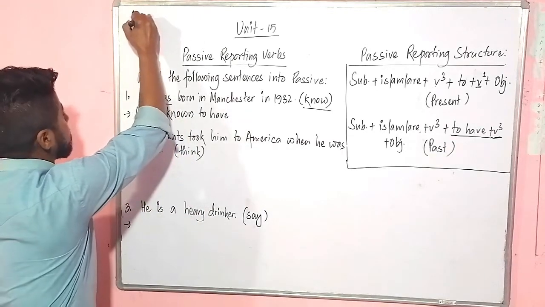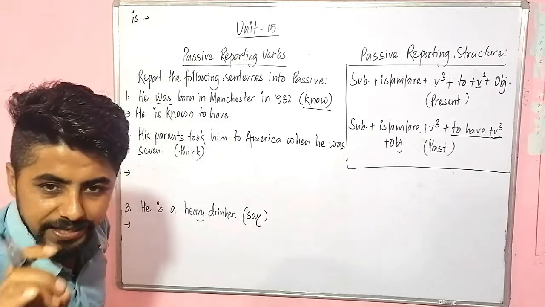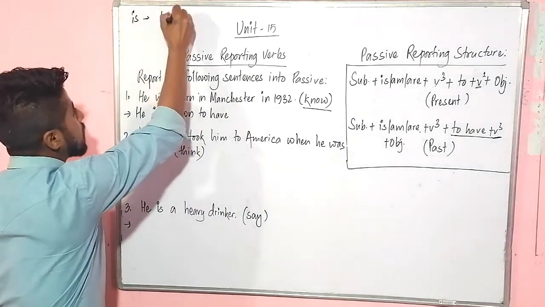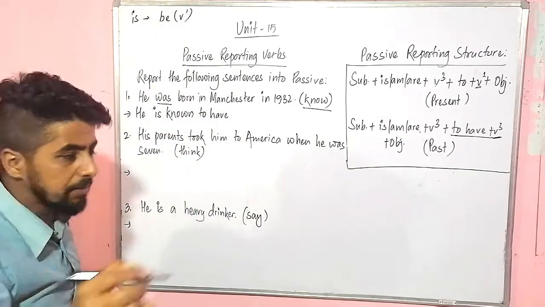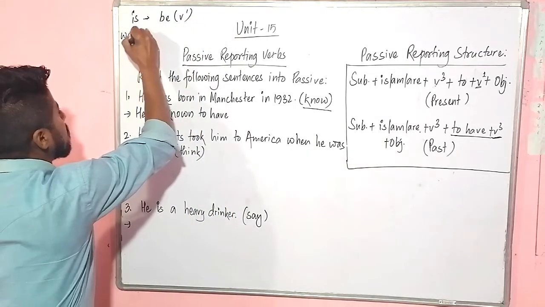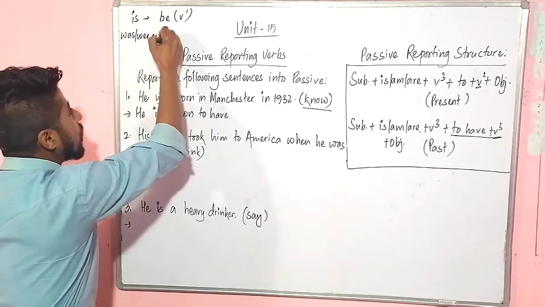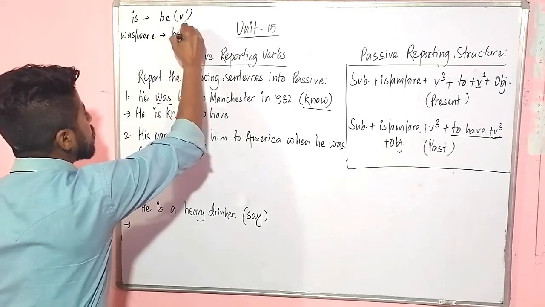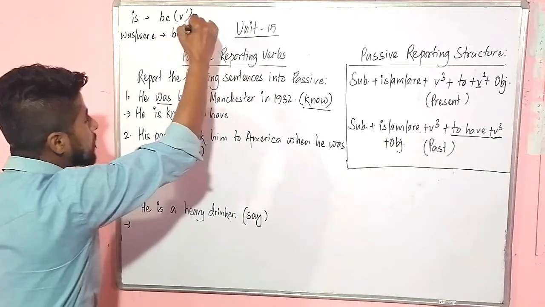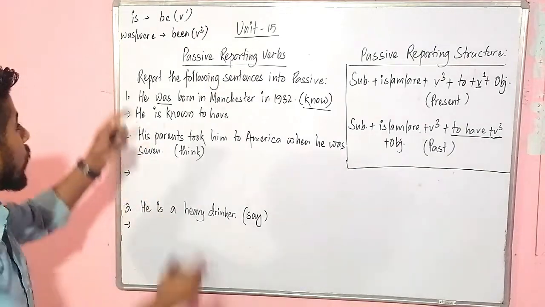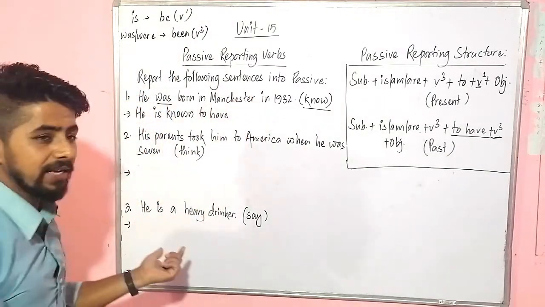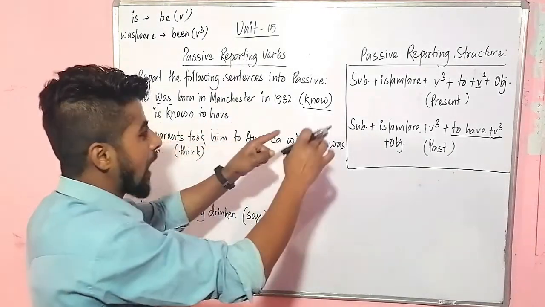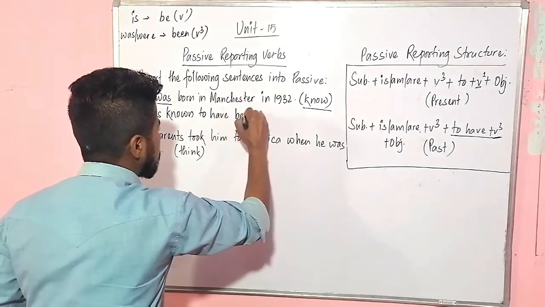Listen carefully. If is is given as the state verb, then as V1, be will be used. And similarly, if was or were is given as a state verb, the third form, V3, will be used: been. Been will be used as V3. So what is the V3 of was? Now it's very clear, been is the V3 of was. That's why here, he is known to have plus V3: have been.